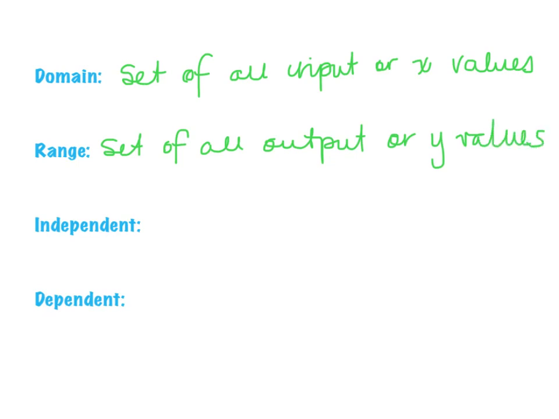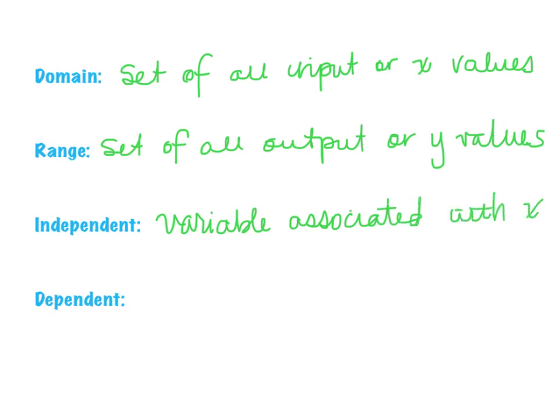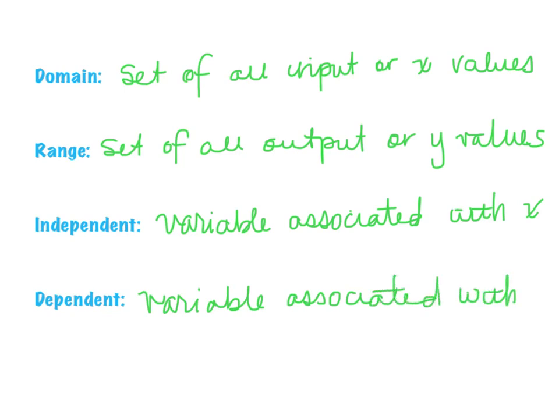Independent is the variable associated with X. And dependent is the variable associated with Y. The dependent variable is dependent on something else.